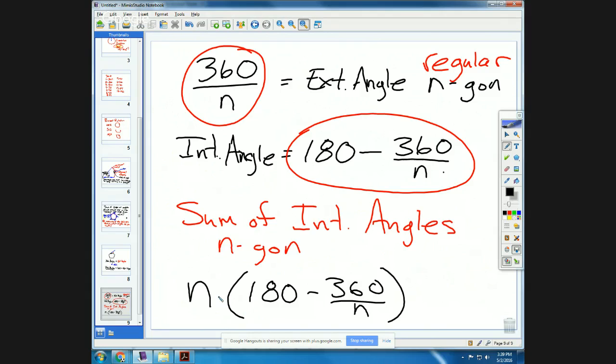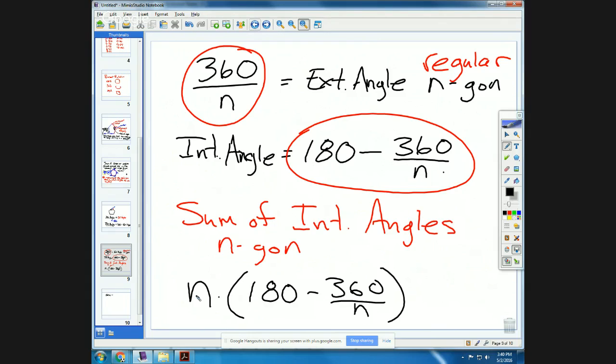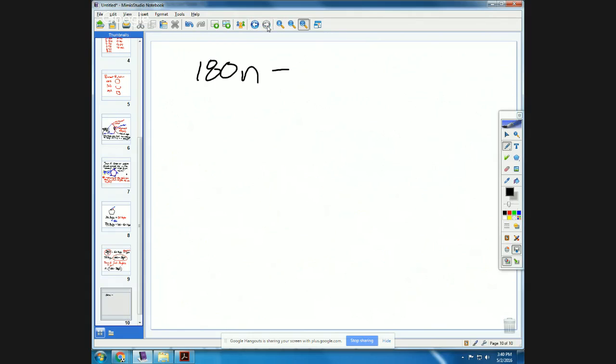All right, so now we're going to mess with this formula and see what happens. I'm dying to distribute that n through there. A little algebra, we haven't done much algebra. So that's going to give me 180n minus, and then let's see, what happens if I take n times 360 over n and distribute that through? The n will go away. The n's are going to cancel in that second part, so I'm just going to get minus the 360.